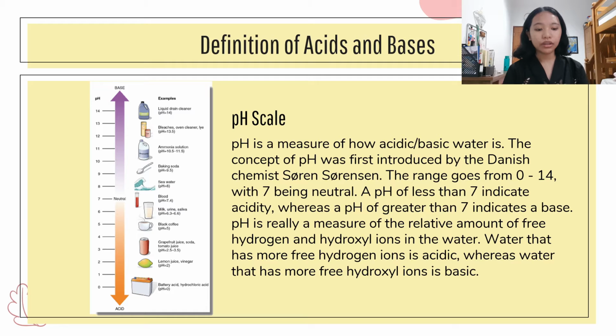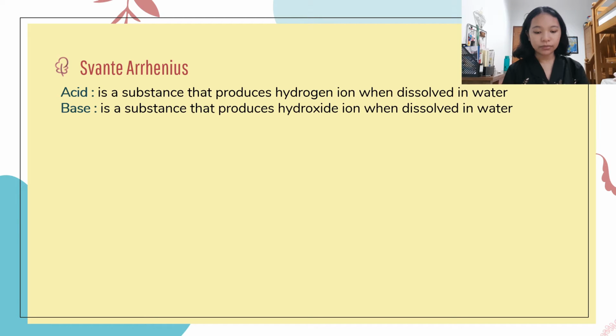Okay, now let's move on to more definition and theories regarding acids and bases. So for our first definition or theory, it is created or founded by Svante Arrhenius. So he said that acid is a substance that produces hydrogen ion when dissolved in water, while base is a substance that produces hydroxide ion when dissolved in water.